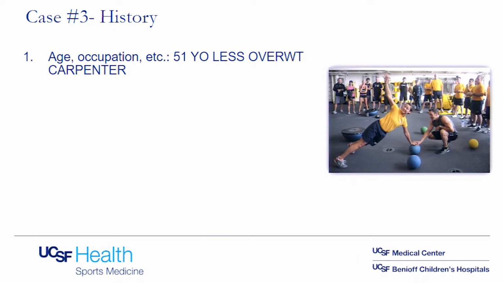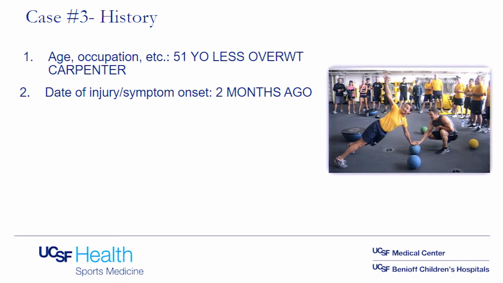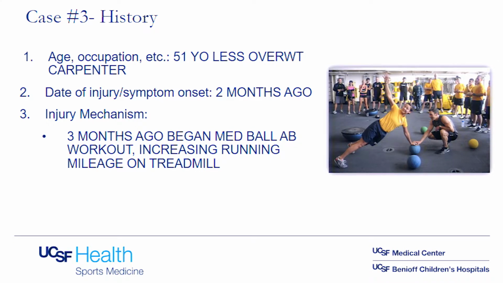Okay, now she's 51. She's less overweight. She's still a carpenter. She has started working out in a gym. And she comes in because 2 months ago, she began to have pain. 3 months ago, she joined a gym, and they began doing medicine ball abdominal workouts, twisting, all right? She began increasing her running mileage on a treadmill.